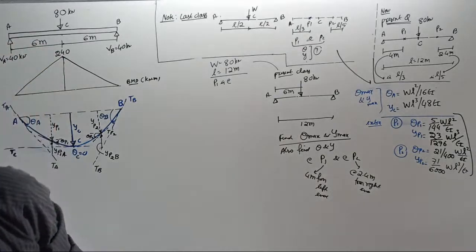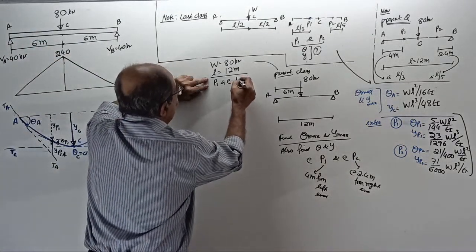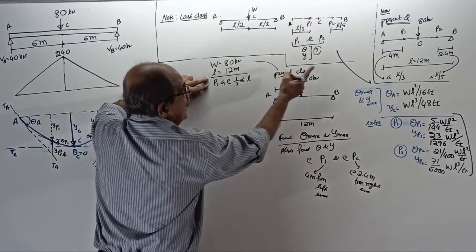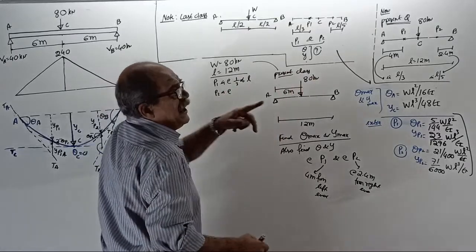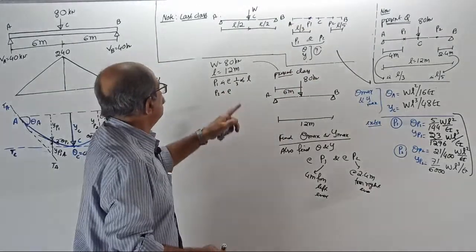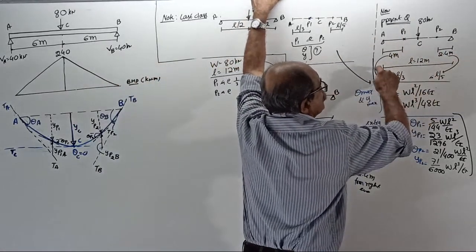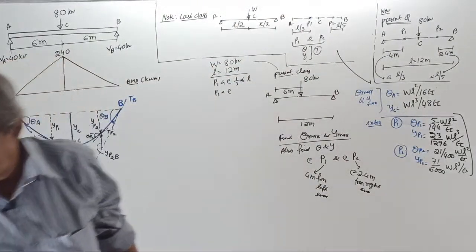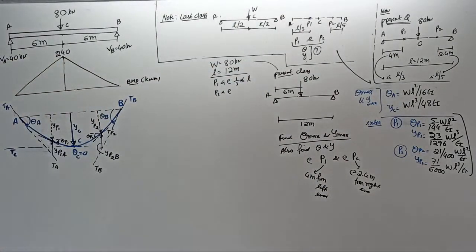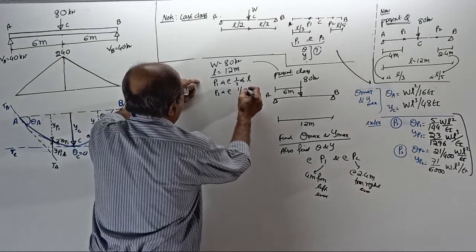L by 3. That 4 meter is actually at 1/3 of L. Correct. And P2 is at what distance? 2.4 by 12. See the position of this point with respect to the span. What part of the span is it? 2.4 by 12 is 1 by 5, L by 5. 1 by 5 of L.